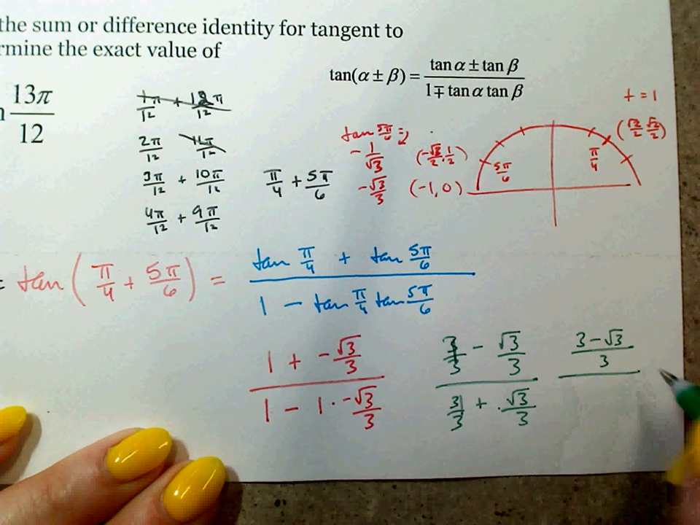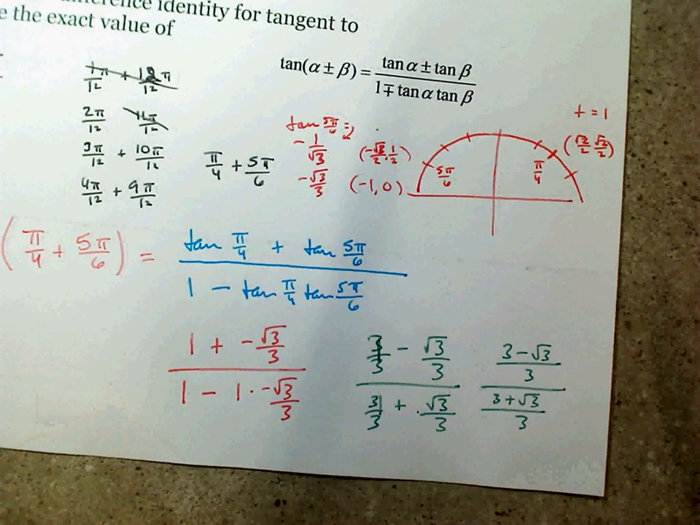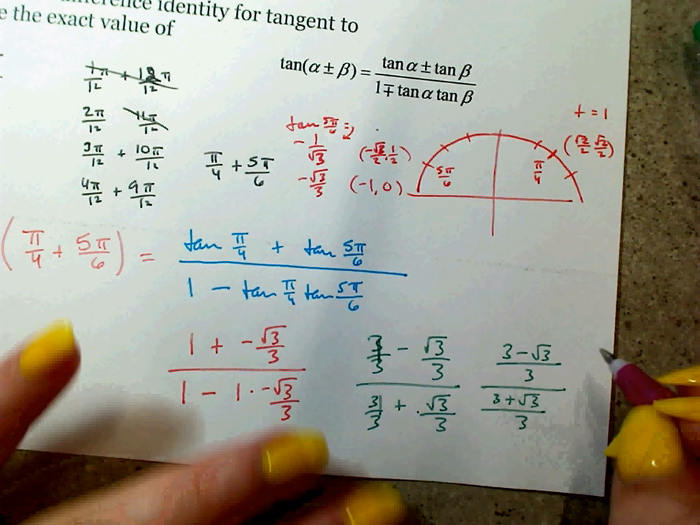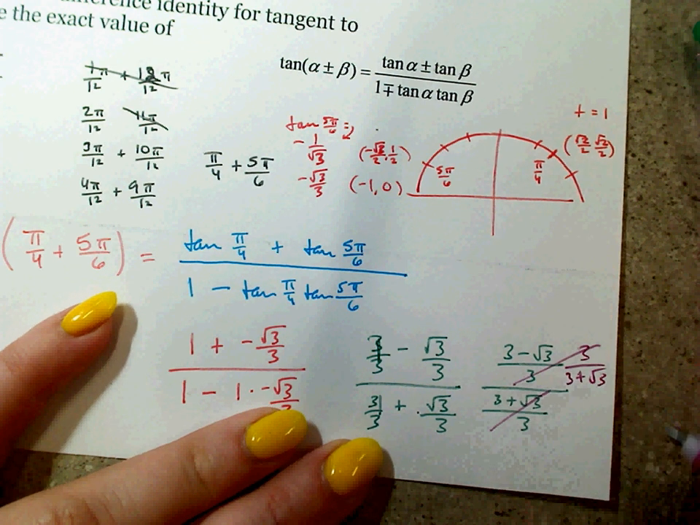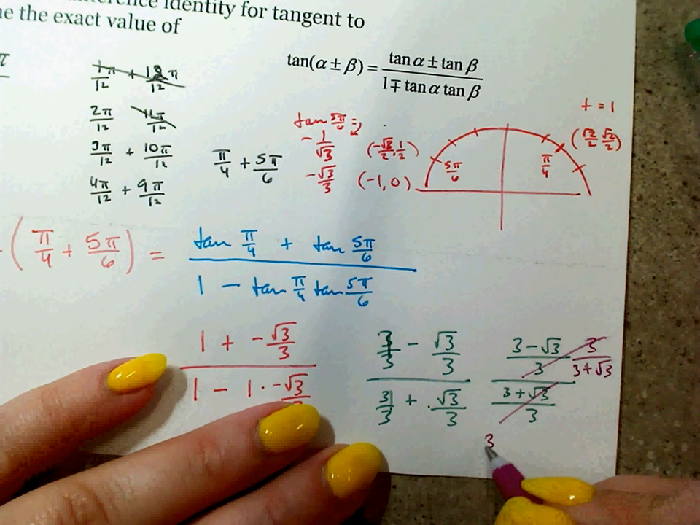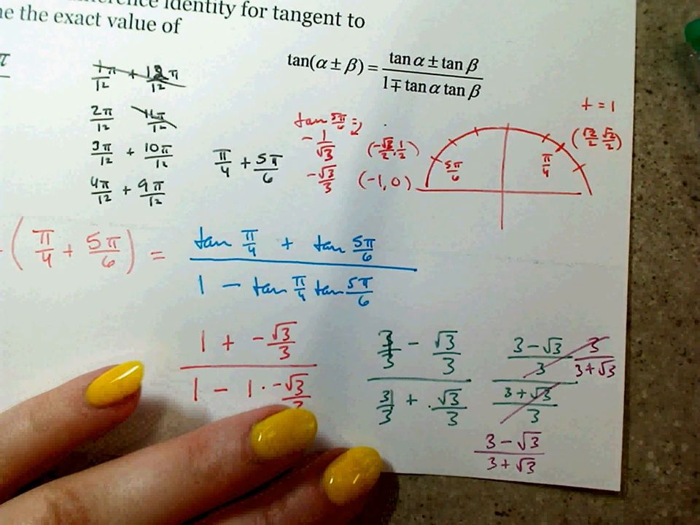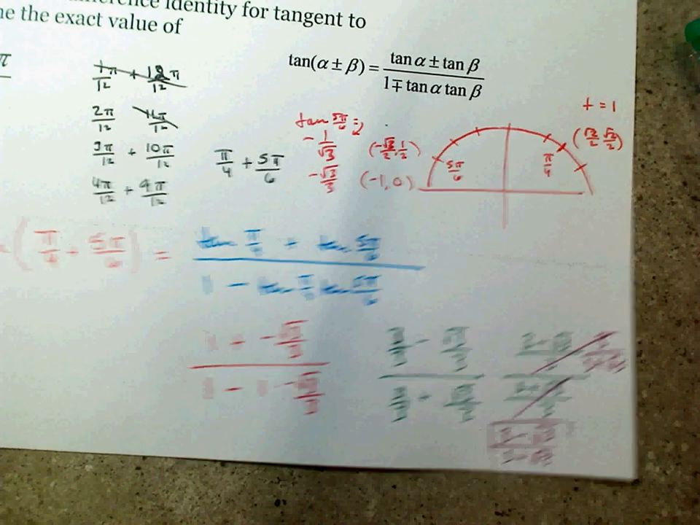If I flip and multiply by the reciprocal, 3 over 3 plus the square root of 3, the 3s simplify out, and I'm left with 3 minus the square root of 3 over 3 plus the square root of 3. Now, that's fine as an answer, I think. Let's see, I want to explore if it would simplify much.